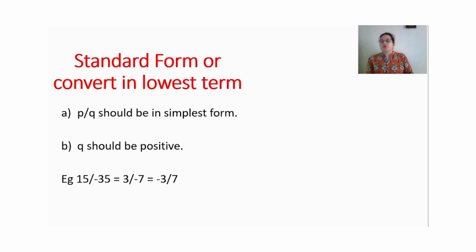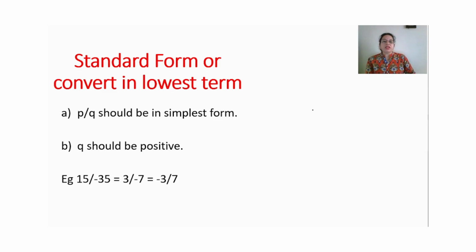Again, a very important concept. Now standard form. What is another name for standard form? Lowest term. So convert into standard form, convert into lowest term. Again, P upon Q should be in simplest form. In my first video I told you that rational numbers we write in simplest form.